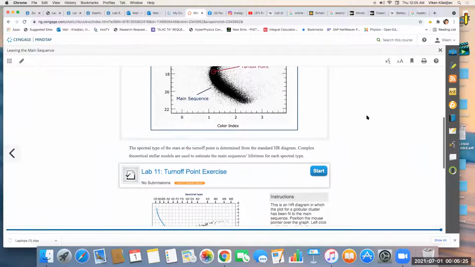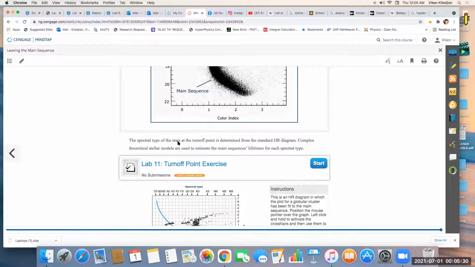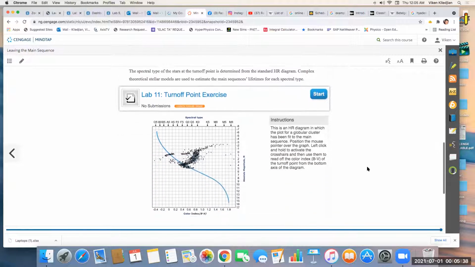So the spectral type of the stars at the turnoff point is determined from the standard HR diagram. Complex theoretical stellar models are used to estimate the main sequence lifetimes for each spectral type. So here it says the turnoff point exercise. This is an HR diagram in which the plot for a globular cluster has been fit to the main sequence. Position the mouse pointer over the graph, left click and hold to activate the crosshairs, and then use them to read off the color index of the turnoff point from the bottom axis of the diagram.